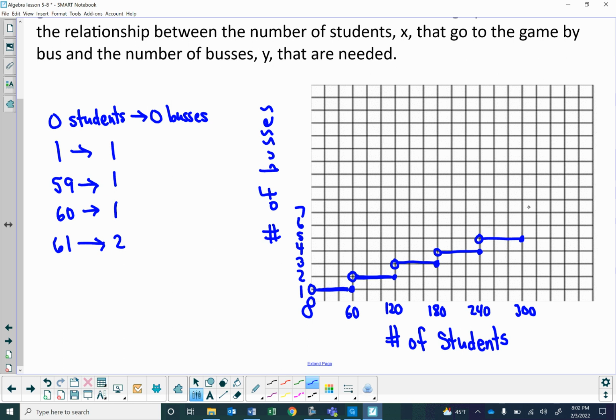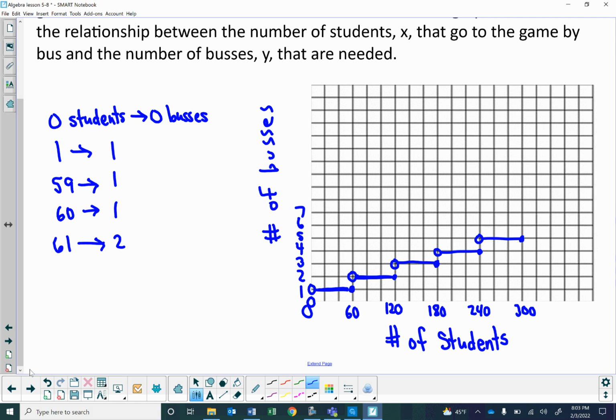See how this is a step function? It steps up. It almost looks like steps. This is what a step function looks like. I only need 1 bus if I have 1 student all the way to 60 students. But as soon as I hit that 61st student, I'm going to need a second bus. As soon as I hit that 121st student, I'm going to need a third bus. So it steps up to the next bus needed as soon as you hit a specific value. That's what a step function talks about. You're not going to use a lot of them in this class, but you would when you get into some other classes, like my financial algebra class uses step functions all the time.